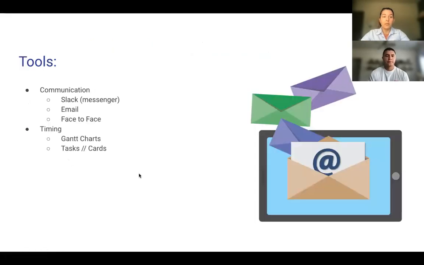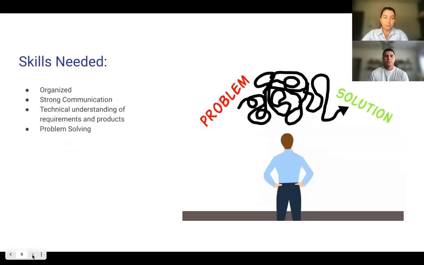Perfect. The tools that I'm going to use to get my job done include a lot of communication tools. So a messenger tool like Slack works great. Also use a lot of email as well as face-to-face meetings, just like Zoom. I'll also use timing charts, which include Gantt charts as well as tasks and cards. And this is really to provide an overview of different projects and their timing. There's a lot of different ways to create Gantt charts, and this is a great way to get started.